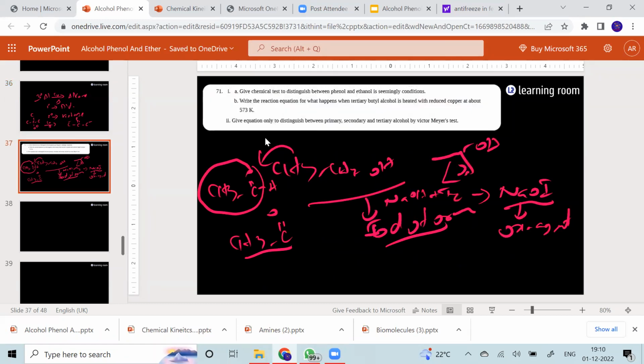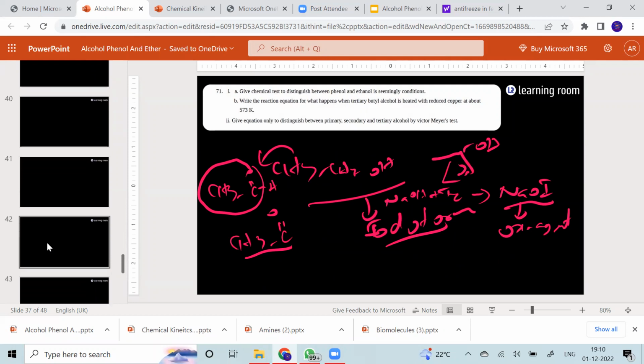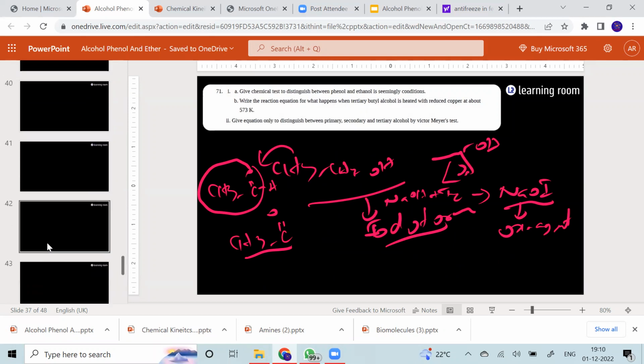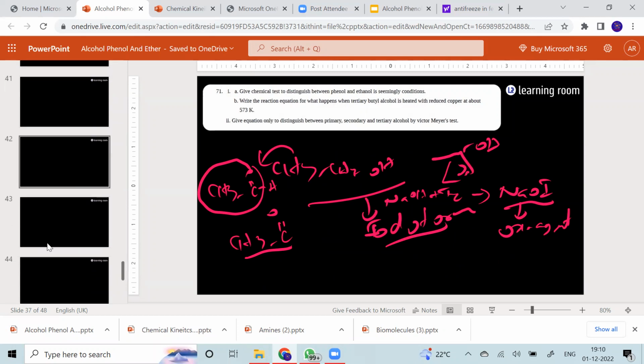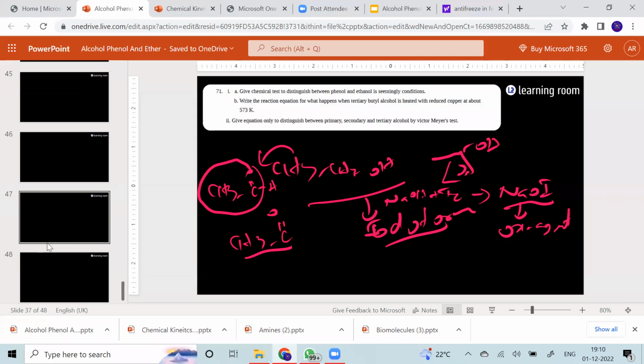Next, give equations only to distinguish between primary, secondary, and tertiary alcohol by Victor Meyer test. Do you have the Victor Meyer test in the syllabus? No, sir. No, don't worry about it. Okay, next. Sir, we can do it by Lucas test. Yeah, Lucas test we can do. That's easy. Okay, and I think we are done.